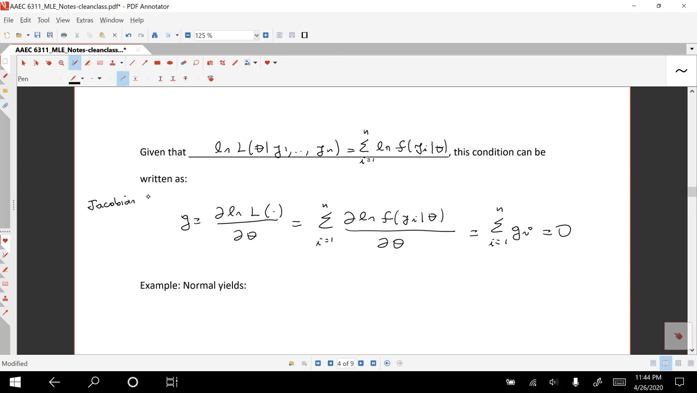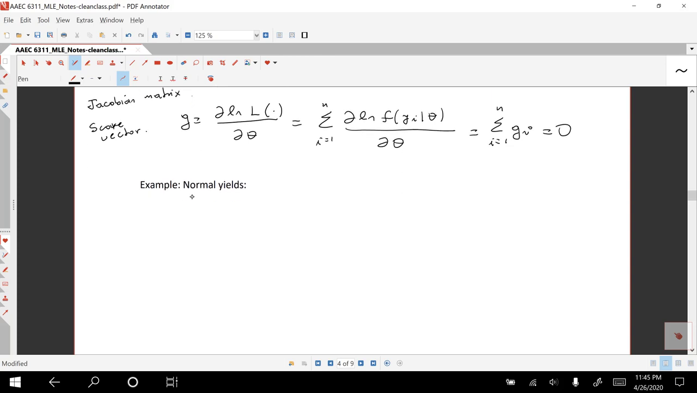And I'm sure that you have seen this in other classes. So this is also called the score vector. You have calculus with matrices, okay? Because remember, this theta is a vector. So that's kind of what's called the Jacobian matrix. But of course, you can have only one coefficient, and that's not necessarily a vector. So let's continue with our example.